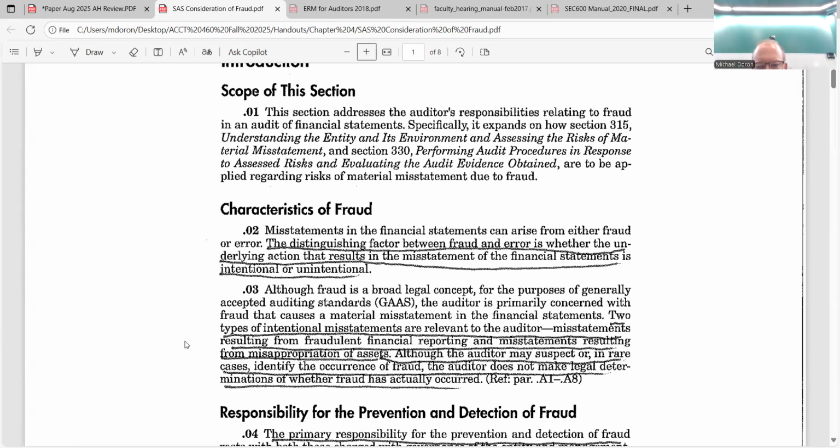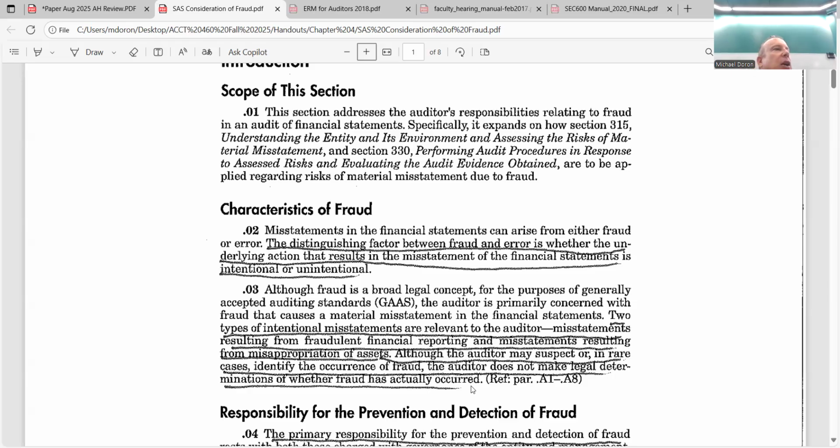Two types of intentional misstatement are relevant to the auditor. Misstatements resulting from fraudulent financial reporting, that's earnings management, and misstatements resulting from misappropriation of assets. Misappropriation means stealing assets, stealing cash or inventory from the employer. Although the auditor may suspect or, in rare cases, identify the occurrence of fraud, the auditor does not make legal determinations of whether fraud has actually occurred.